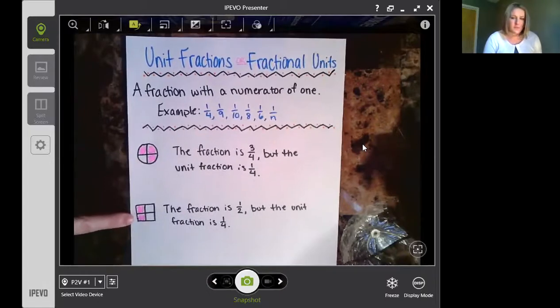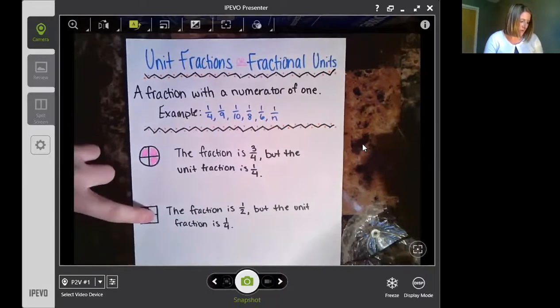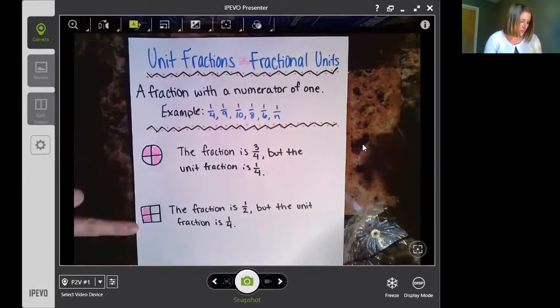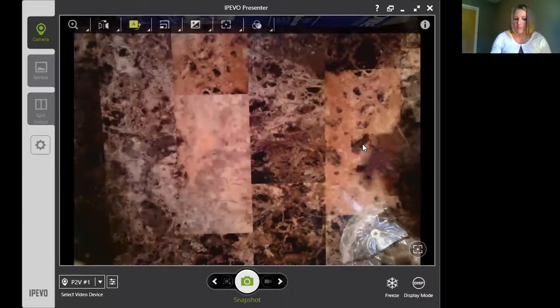Down here, the shaded fraction is 1/2, but the unit fraction is 1/4. Not a half because there's pieces missing. The 1/4 is our unit fraction because each piece is called 1/4. So we're going to go ahead and do a couple practice problems.